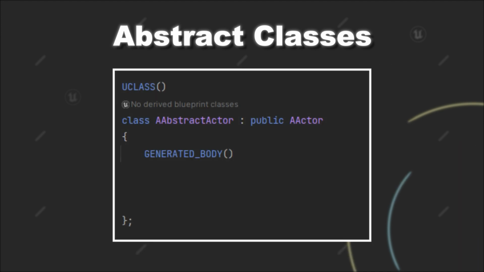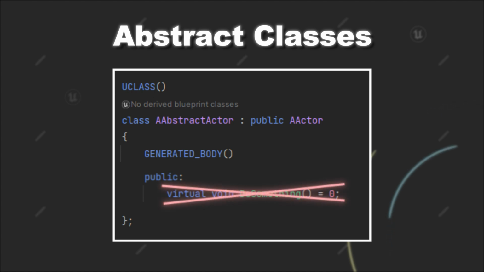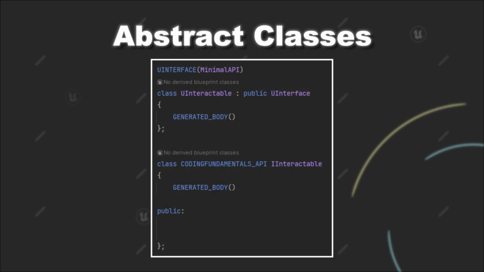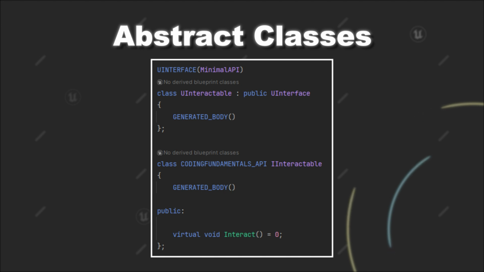However, if you try to create a pure virtual function in a U class, you will quickly discover this is impossible. And the same is true for structs with the UStruct macro. In my last videos, I talked about interfaces. These allow you to define pure virtual functions as long as you only plan to use them in C++. So check out these videos to know more about interfaces.